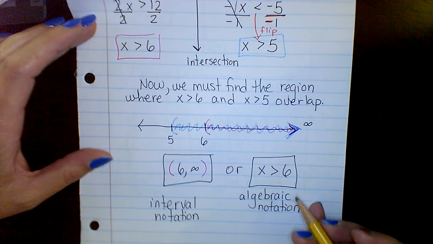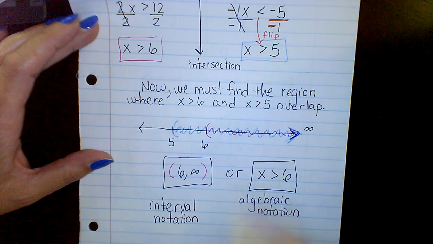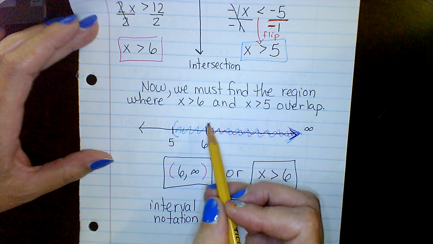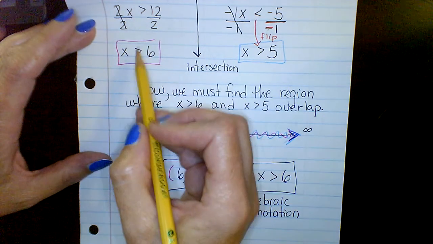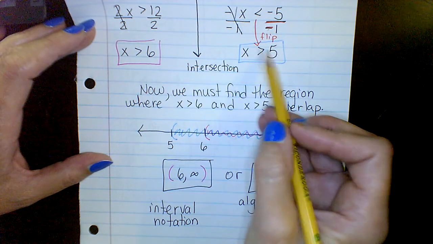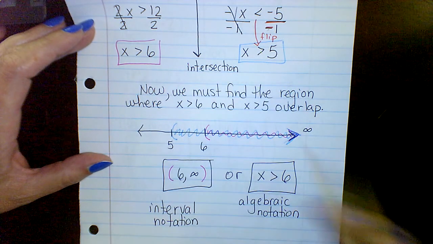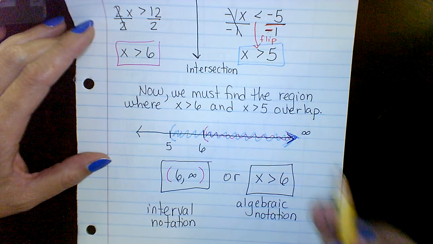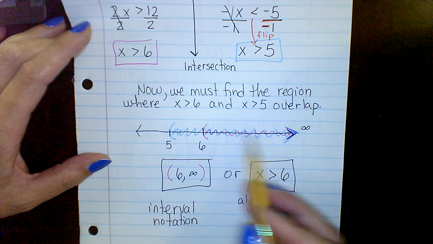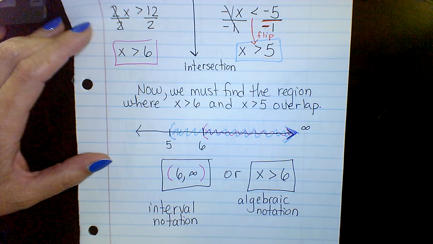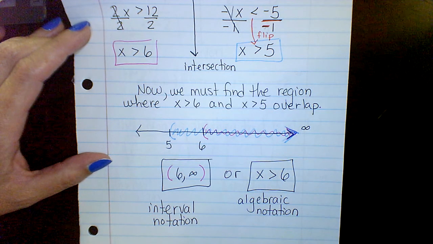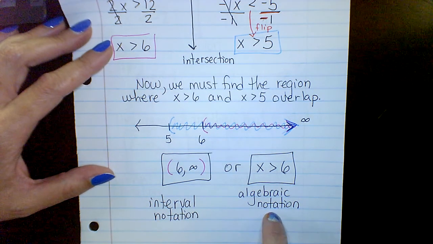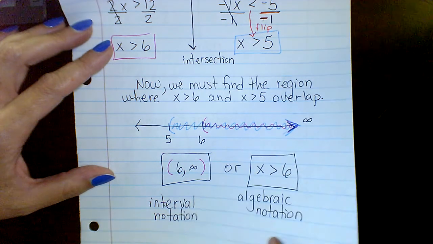So I graph both of those on the same number line. Greater than 6. So we got a parenthesis and then everything bigger than 6. How did I know it's a parenthesis? Because of the strict inequality. Greater than 5. Parenthesis on 5. Everything bigger. Where do they overlap? Well, they overlap here, everywhere from 6 to infinity, or everywhere greater than 6. Hawkes may ask you for the algebraic notation. It may ask you for the interval notation. So I'm just trying to use these interchangeably.